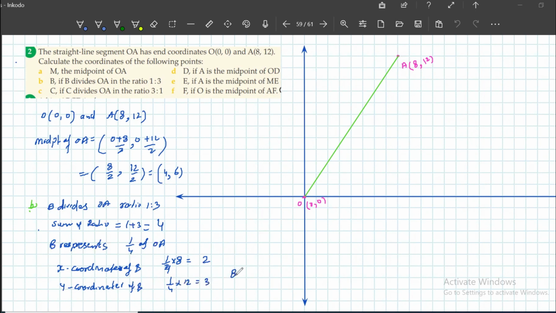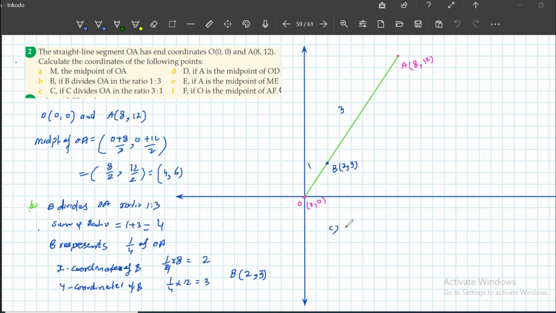So the required coordinate of B are 2 unit right, 3 unit up. So this is the answer of B part. If you check on the line, it is 2 unit right and 1, 2, 3 unit up. This is point B, just 2 unit right and 3 unit up, and it divides 1:3. Next we have C part.